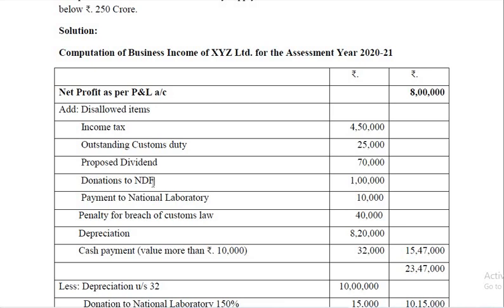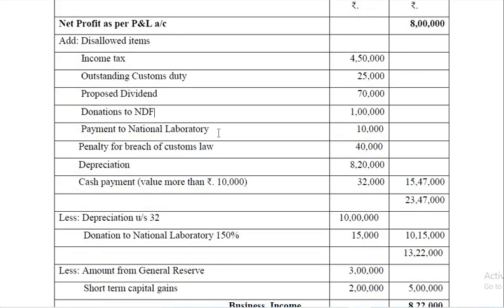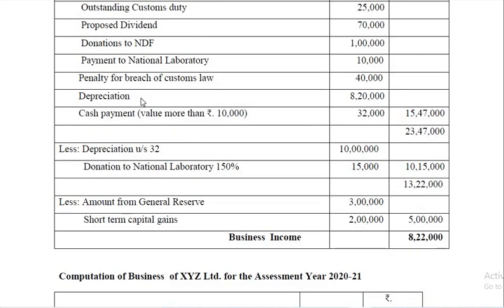Proposed dividend, donation to NDF, payment to National Laboratory. It is disallowed, but later on weighted deduction is allowed at the rate of 150%. Penalty for breach of customs law is allowed. Any penalty is not allowed. Depreciation should be added back, then should be deducted as per section 32.